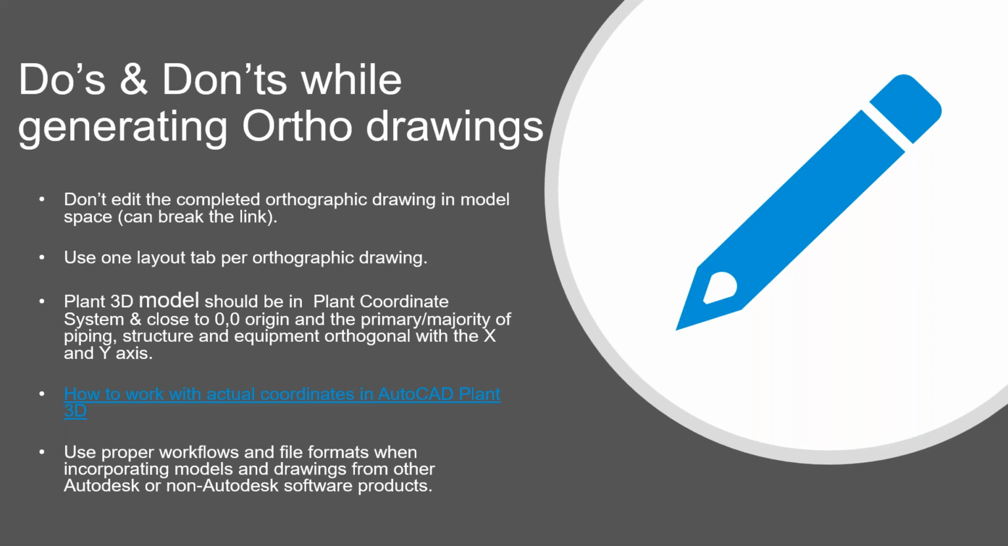So we do recommend that you work with a plant coordinate system closer to zero, and if you have to work with civil models or other models that are out there at real world coordinates or state plane coordinates, then you XREF in the plant model and then translate or transform it to the right coordinates. And there's an article here that will be posted with this PowerPoint, which is how to work with actual coordinates or real world coordinates in Plant 3D. So this covers some of the scenarios there.